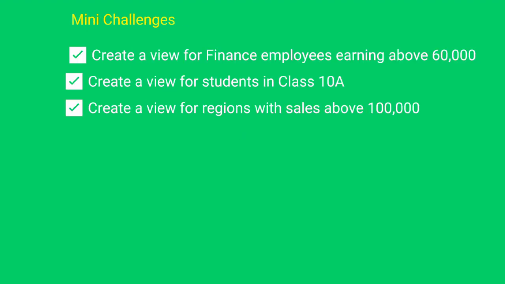Here are some mini challenges. Try creating a view for finance employees earning above 60,000, a view for students in class 10A, and a view for regions with sales above 100,000.